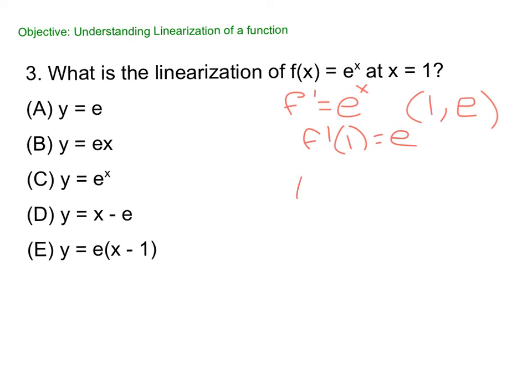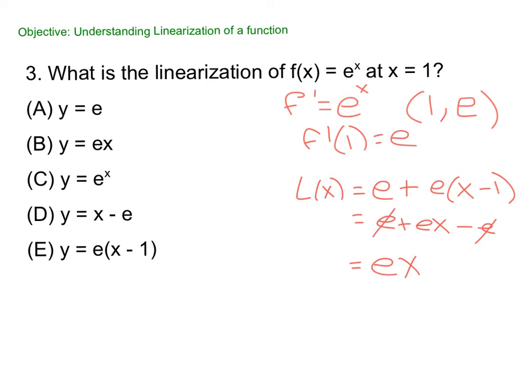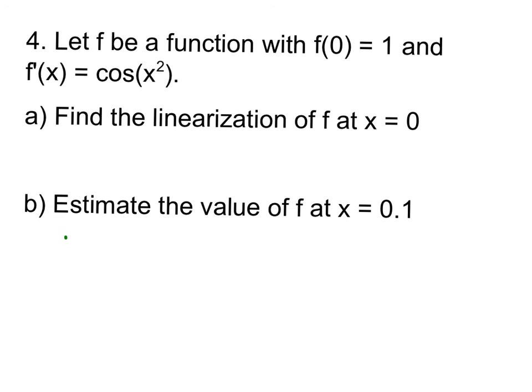So we have L of x equals my y value. Oh wait, what's the linearization? I have to plug in. Oh no, I do. I'm writing the equation. Sorry, I'm confusing myself. e plus my slope e, x minus 1. Simplify that. e plus ex minus e. The e's cancel, so my line is just ex. So again, we find our point, we find our slope, and we plug into the linearization, the equation of a line. All right, try this one now.